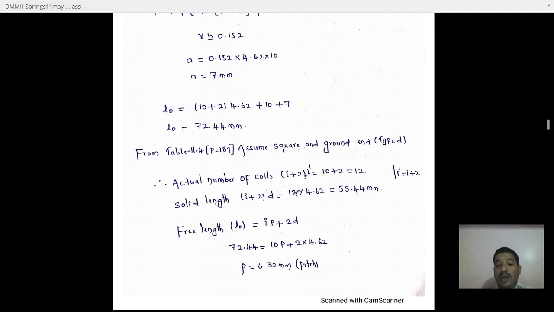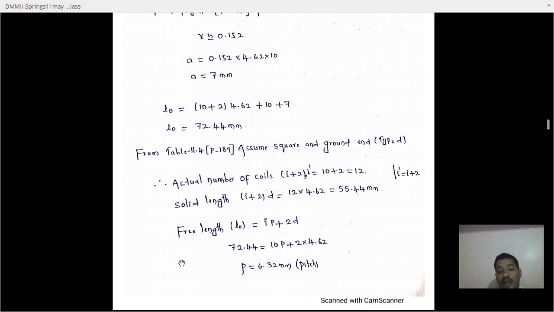First of all, the actual number of coils is equal to i, the number of turns, plus 2. So the number of turns is how much here? 10. 10 plus 2 equal to how much? The actual number of turns should be 12. The solid length equals the number of turns, i plus 2, into d. The i value is 10, plus 2 should be how much? 12, into diameter 4.62. If you multiply these terms, then you will get the value 55.44 mm.